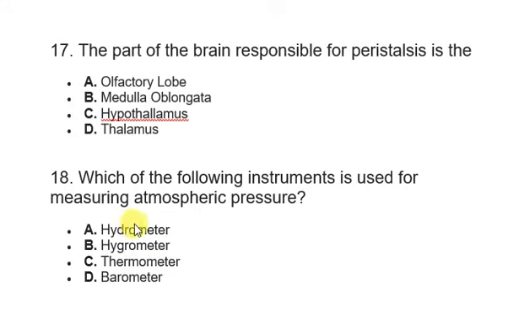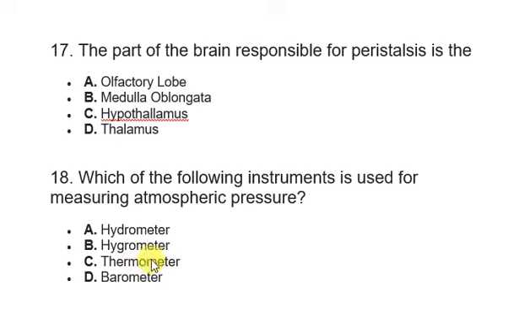In a hydrometer, we measure the relative density of a liquid. In a hygrometer, we are measuring the amount of water vapor in air or in soil. For example, during this harmattan period, you notice that in the morning there will be fog and a lot of things. Now there is a lot of water vapor in the atmosphere, and a hygrometer can be used to measure the amount.